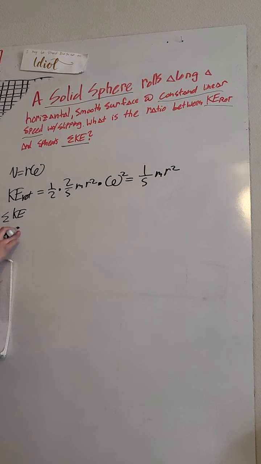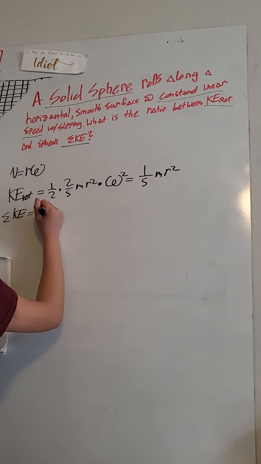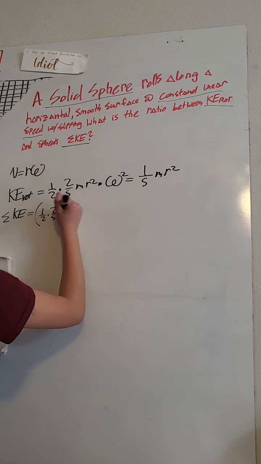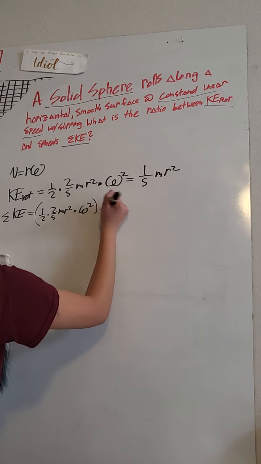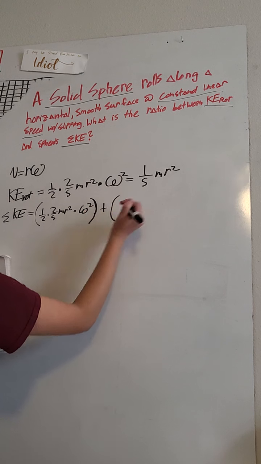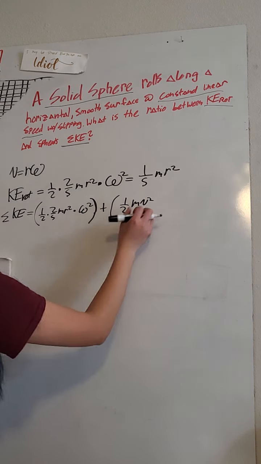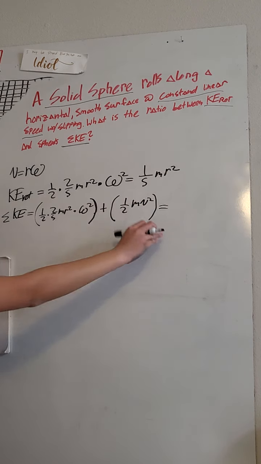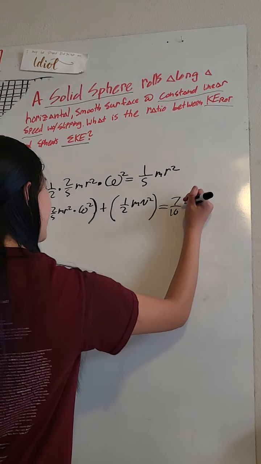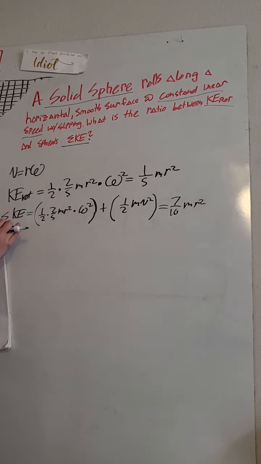Now we need to take a look at the total kinetic energy. I'm going to represent that by sigma KE. So sigma KE is going to be equal to the KE rotational, which is 1/2 times 2/5 mr squared times omega squared, plus 1/2 mv squared. That's just energy theorem stuff that you should already know. If we simplify all that, it's going to be 7/10 mr squared.